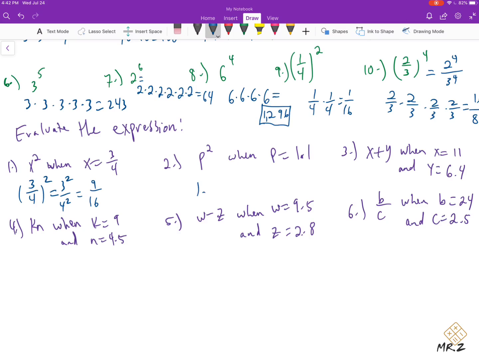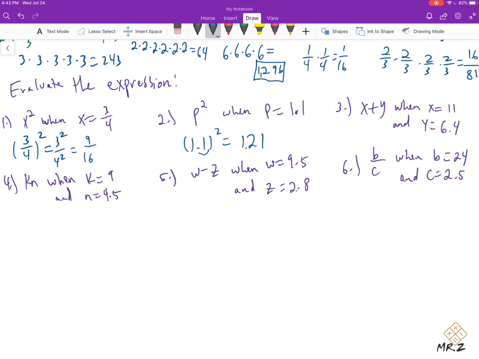p squared, that's 1.1 squared. Again, think of 1.1 as 11. We know 11 squared, or 11 times 11, is 121. Now, since you're multiplying 1.1 by itself, you have one decimal place in 1.1 and then another decimal place in the other 1.1. So 2 decimal places gives you 1.21.